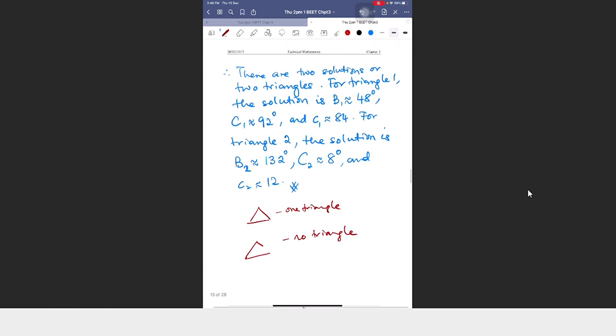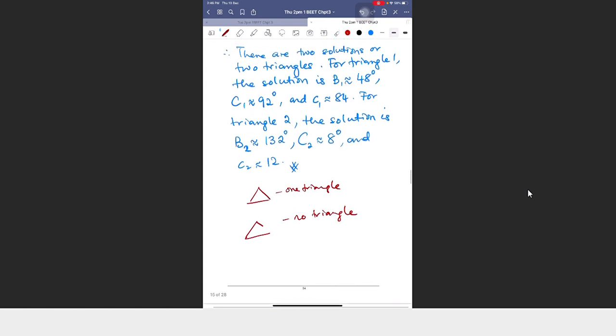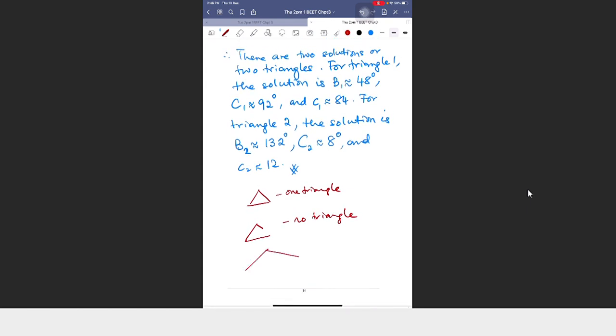Okay? And solving for two triangles means you will have something like this. Maybe you have something like this. Like that. So this is where you have two triangles. Okay, your triangles look like that. So this is what it means. Okay, any questions?